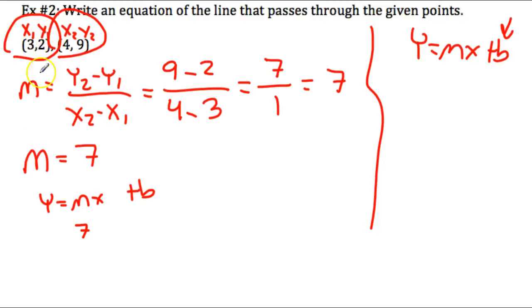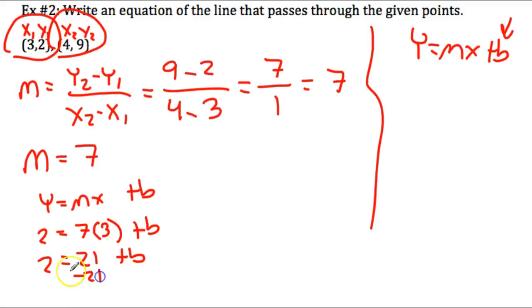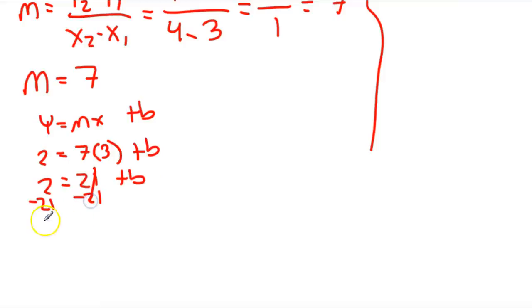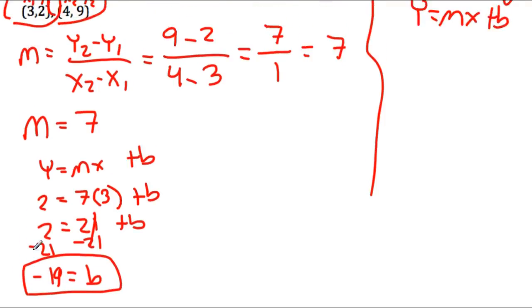In the first one, my y equals 2, so I'll put 2 right there, equals m. My x is 3, so I'll put that right there. And now plus b. Now I need to solve for b. So 2 equals 7 times 3, which is 21, plus b. Now I'll do a minus 21 on both sides. That cancels. B equals 2 minus 21, which is minus 19. So that's my b right there.